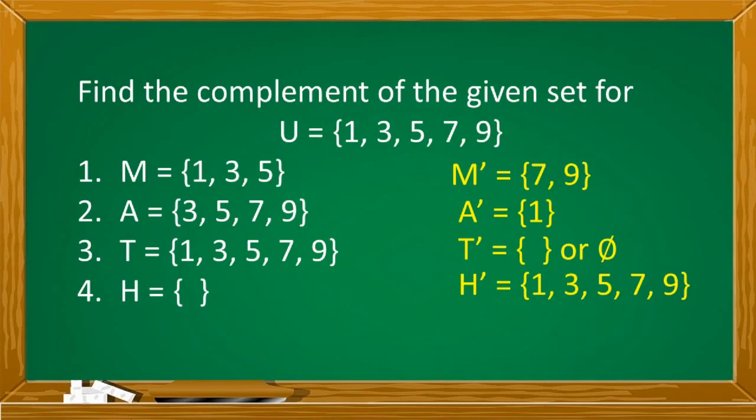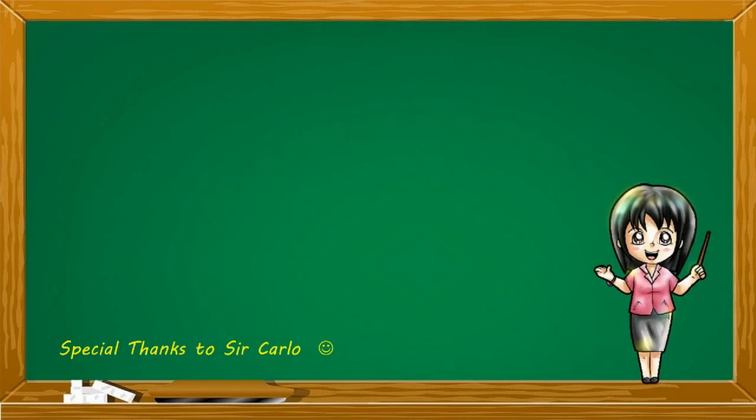Lahat. So the complement of an empty set is the universal set, and the complement of universal set is an empty set. That's all for this lesson.